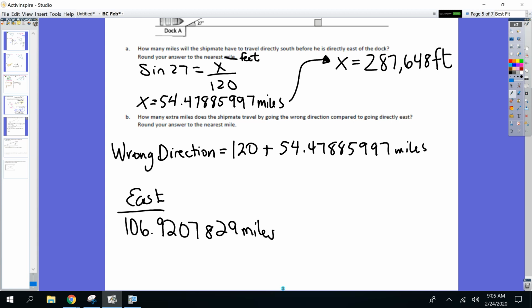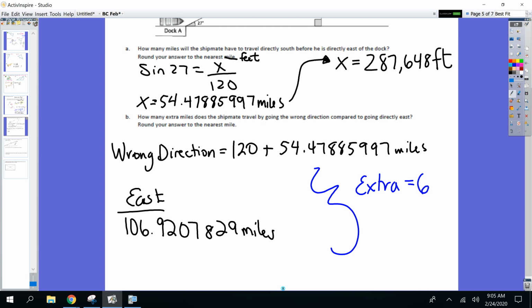Okay, I used cosine to find east, and I got 106.9207. Your decimals may not match if you did Pythag or tangent. That's fine, because the extra here should have been, what do we end up with? 68 miles.